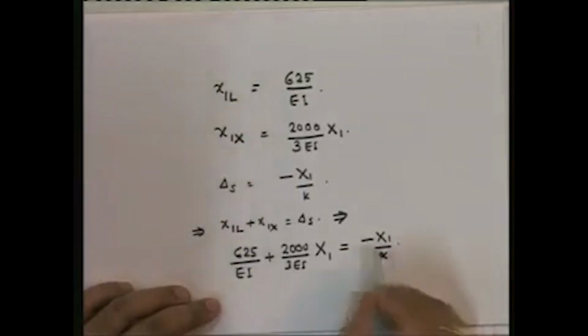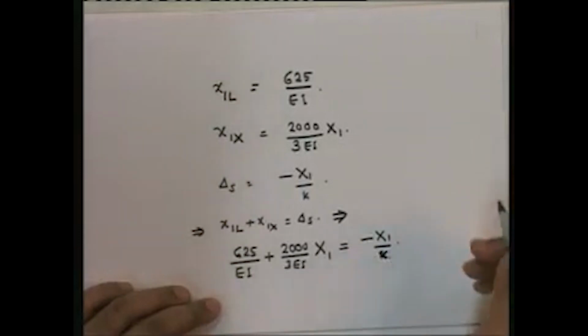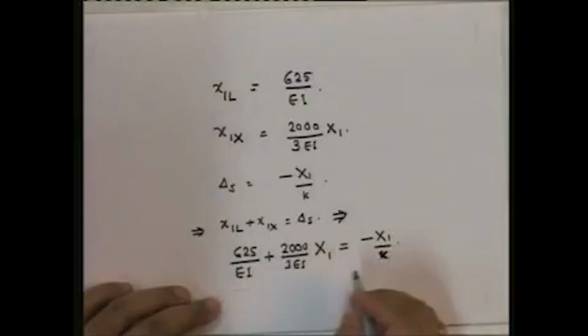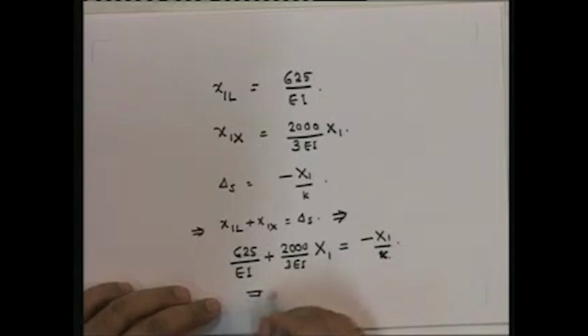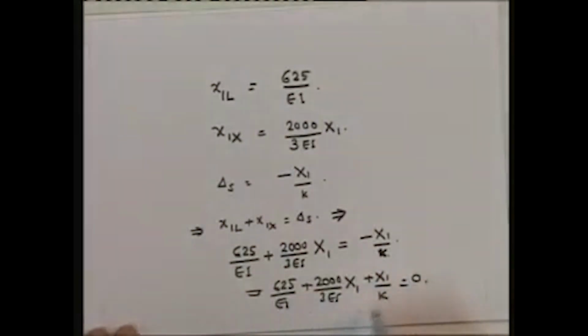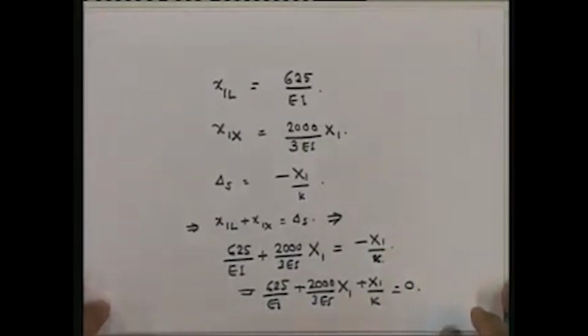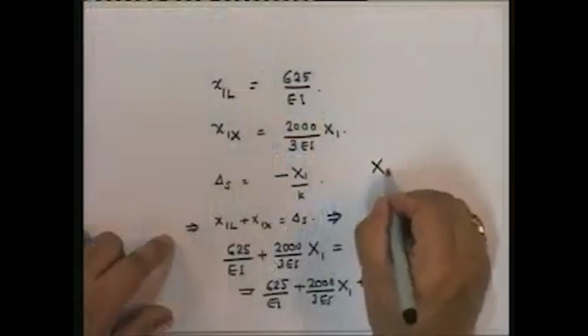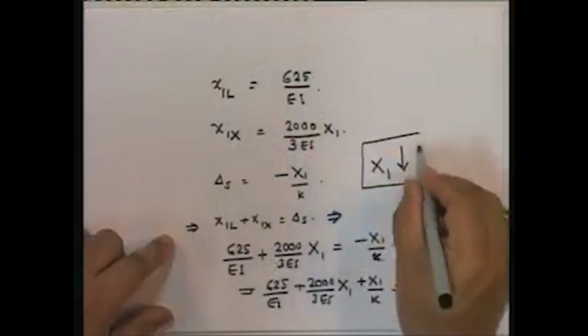Here, k is a known factor because it's a spring constant. We know the flexibility. So we can find x1 directly, because this becomes 625 upon EI plus 2000 upon 3 EI into x1 plus x1 by k equal to 0, and you can solve for x1. Note that because of the foundation flexibility, the value of x1 changes. It actually goes down.